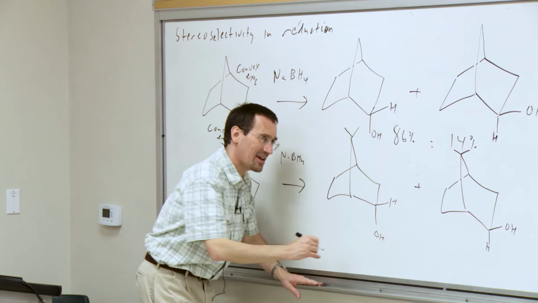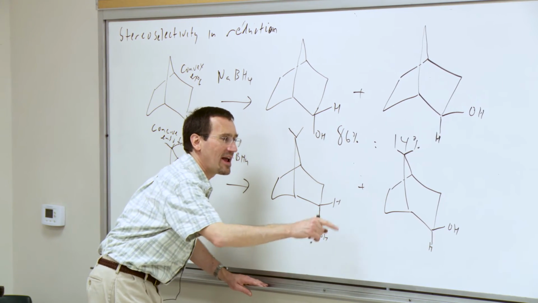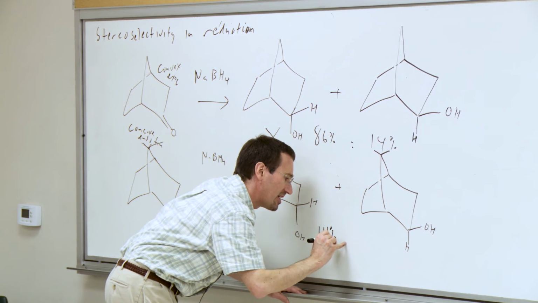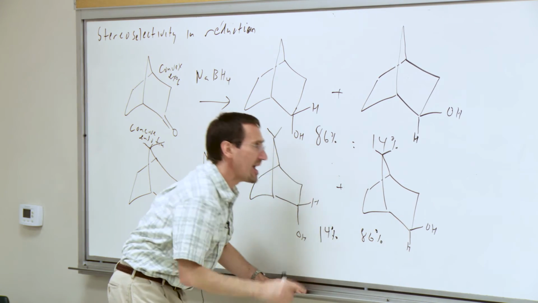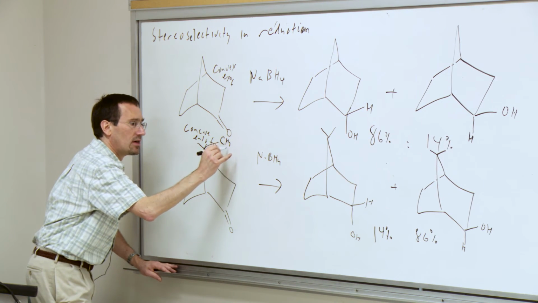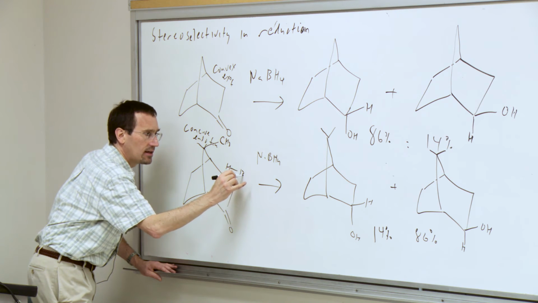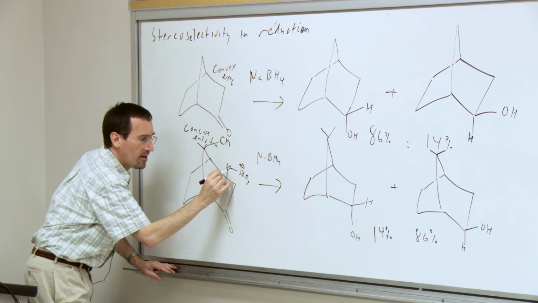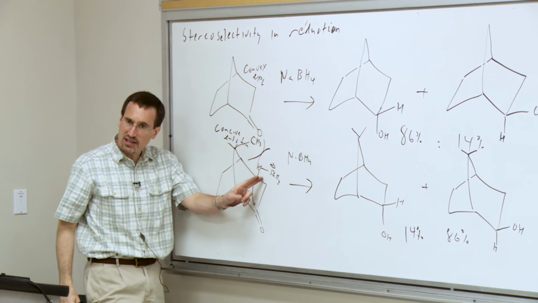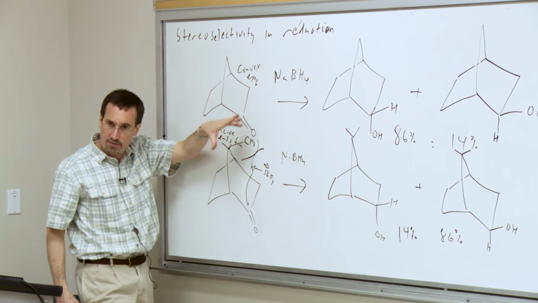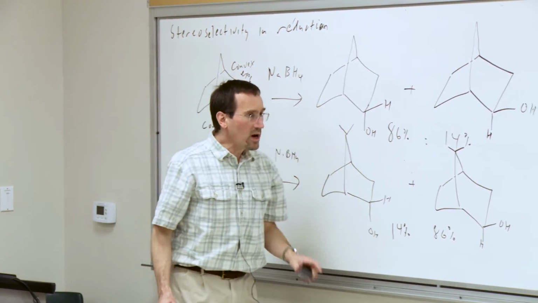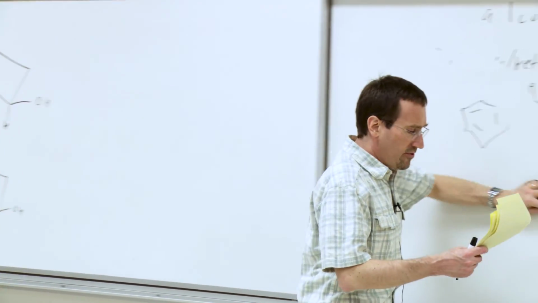And the winner ends up now being the OH on the exo face. In fact, the stereoselectivity flips from 86 to 14 to 14 to 86. Basically, your hydride now has to come in from this face, and it's banging against the methyl group here. So you've got these competing interactions involving primarily sterics. And you can really window these interactions by windowing the size of your borohydride reagent.